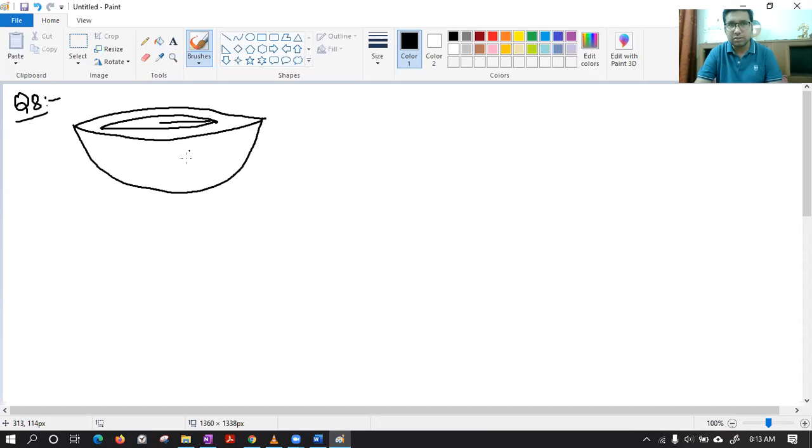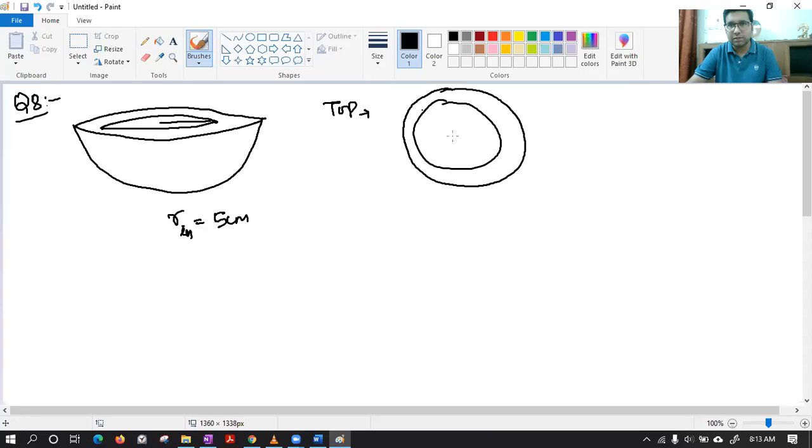This is center, this is the radius r. So r inner is given to you as the inner radius of the bowl is 5 centimeter. Inner radius is 5 centimeter. And what about the outer? We can see the top as top is visible like this. The top is like this, in which we have the inner radius and the outer radius.